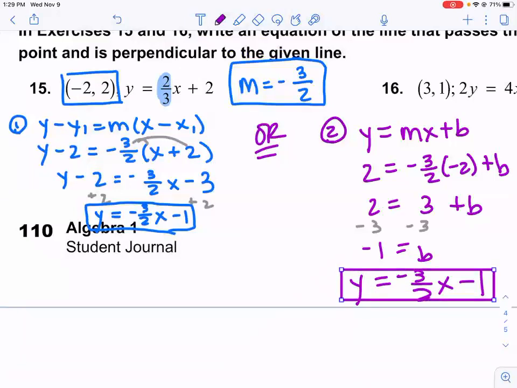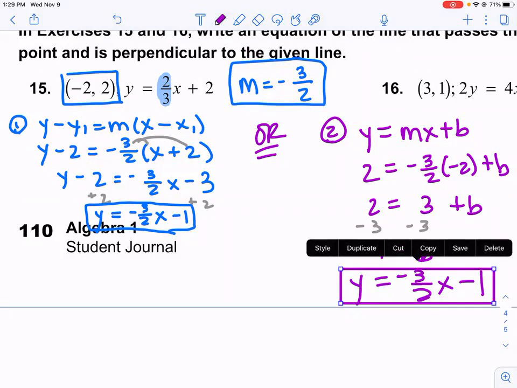Did I get the same answer? Yes. Wow. I'm giving you some choices, people. I'm giving you the choice of which method you would prefer to use when you have a point and you have slope.